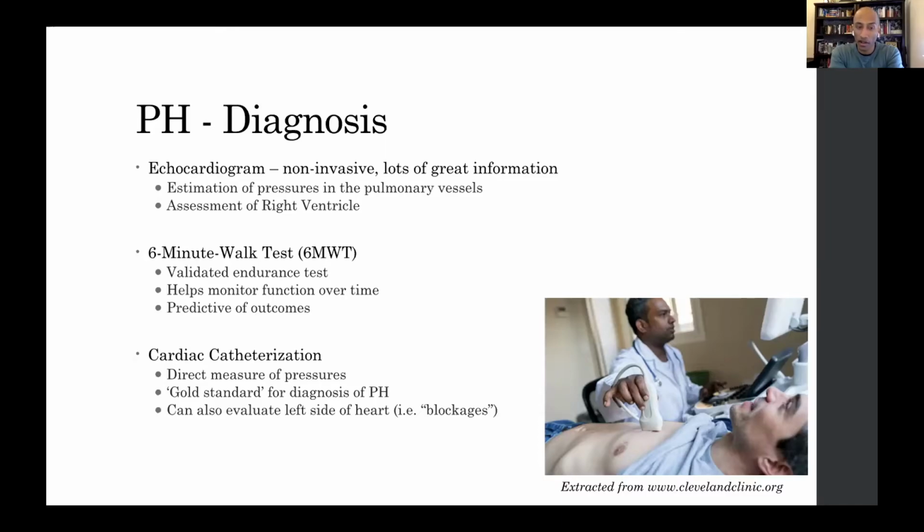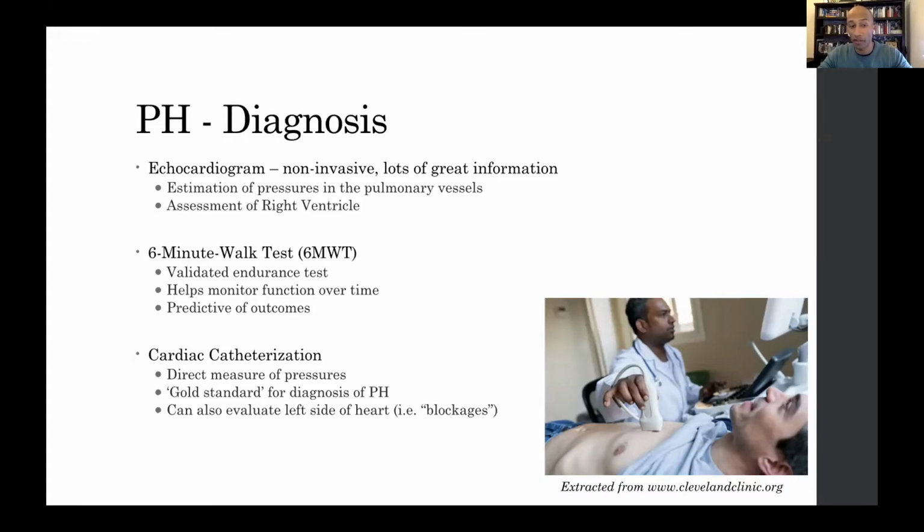A 6-minute walk test, or a 6MWT, is a validated endurance test. For any of you that have done this already, you know exactly what I'm talking about. But very simply put, a length of the hallway is measured out, and we get someone to walk back and forth at as brisk a pace as they can for 6 minutes to determine how far they can walk.